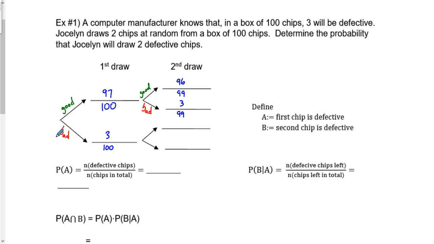On the other side, if we know that the first one is bad, we could have the second chip being good. There are still 97 chips left that are good in the box. And there'd only be 99 left in. Now there's a potential that you could draw a bad chip and then another bad chip. In that case, 2 would be bad out of a possible 99.